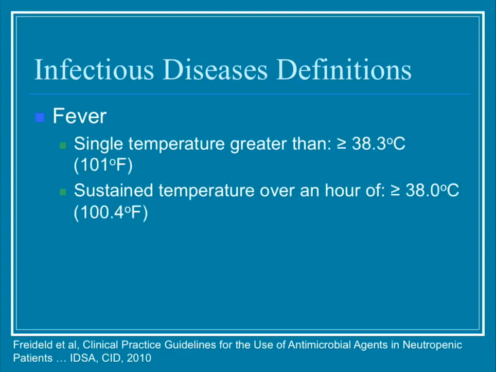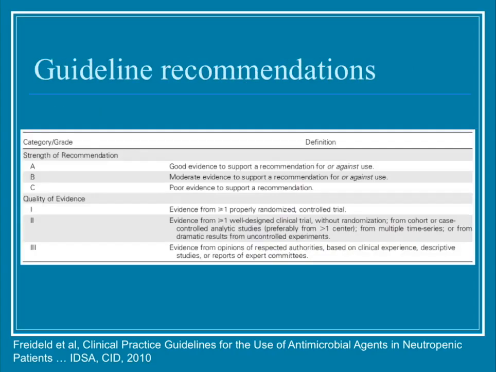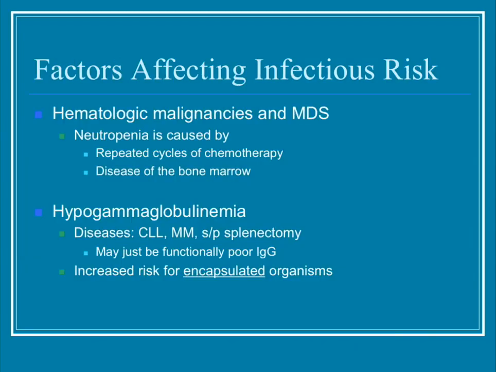So fever, remembering that it's a single temperature of 101 or higher, or sustained over an hour, more than 100.4. And our nurses are very good on our floor. They won't even call us until they've met this definition. They won't call us with the first low-grade fever. They'll wait for the hour, then if it's still elevated, they'll call us then. Neutropenia is defined as currently or within 24 hours an ANC less than 500. This is just to remind us that when we talk about grading of data, this is a grading scale that IDSA traditionally uses.